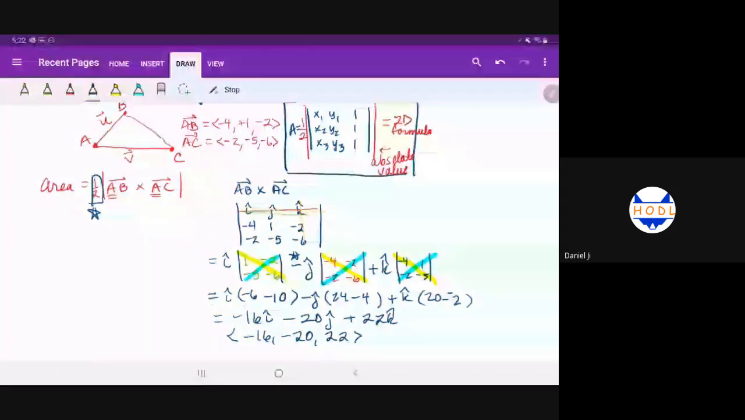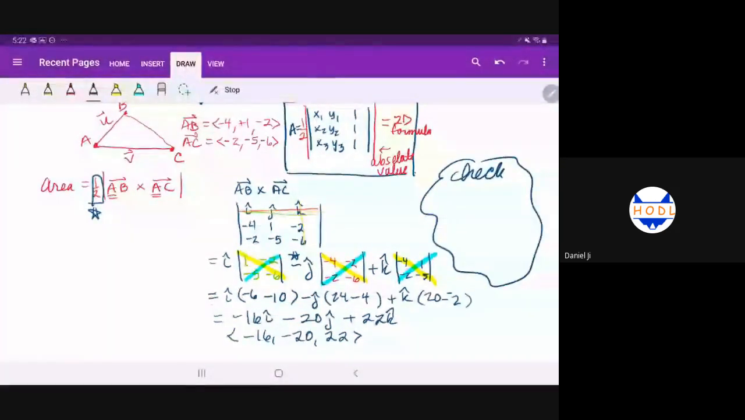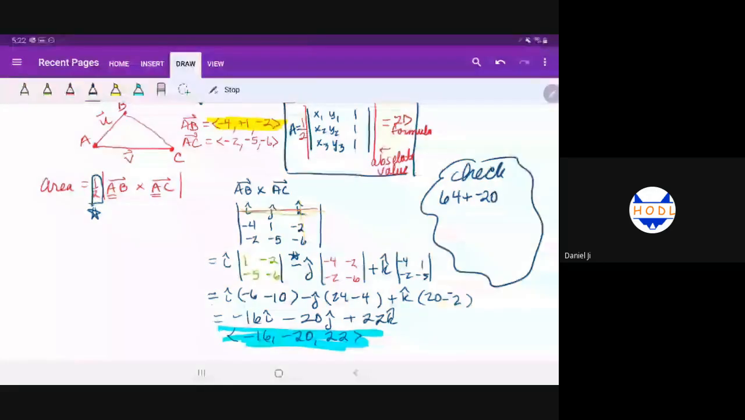So what I usually do, I'll write it over here, my check. Okay, so what I do, I'll highlight them both. Let me erase my other highlightings. Let me show you what I do. I look at the yellow, and I look at the blue, and I just do the dot product. On the side, I multiply it in my head. -4 times -16 is 64, plus 1 times -20 is -20. -2 times 22 is -44. Good, that was 0.